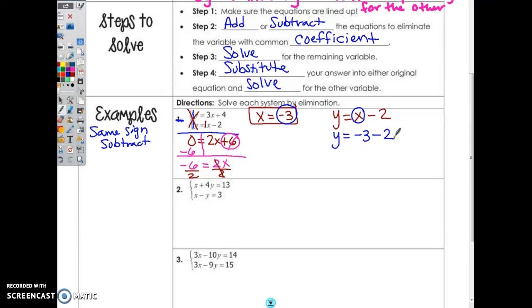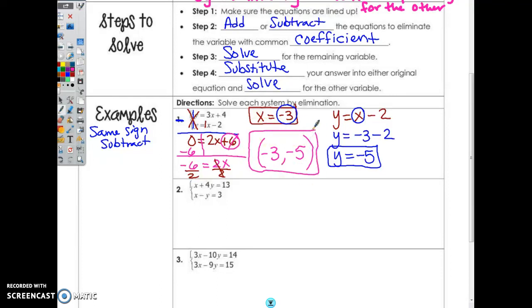What's negative 3 minus 2 in the calculator? Negative 5. So y equals negative 5 is my other half of my answer. So what's my solution? Negative 3, comma, negative 5. Okay?